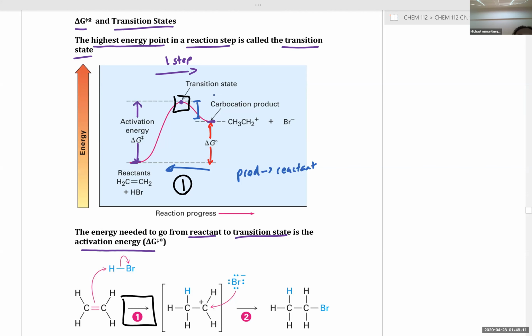if we look at our delta G activation for our reverse reaction, is our activation energy the same or different for our reverse reaction? Is it the same or different? Let's compare the activation energy in purple, which is going from reactant to product. That's our forward. Is it the same or different than our reverse reaction? It's different.